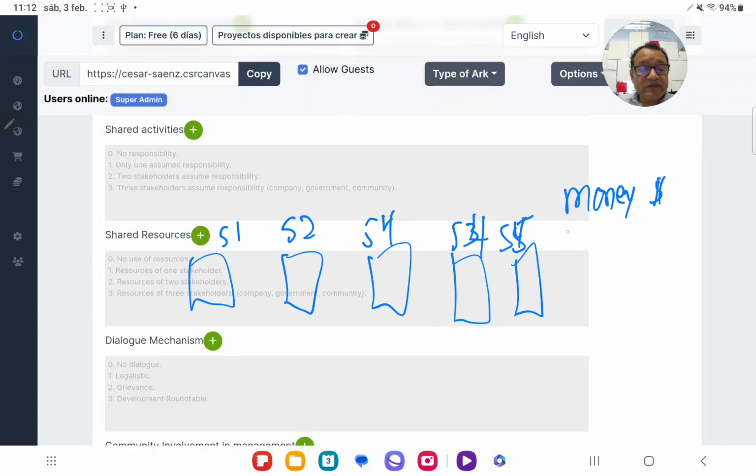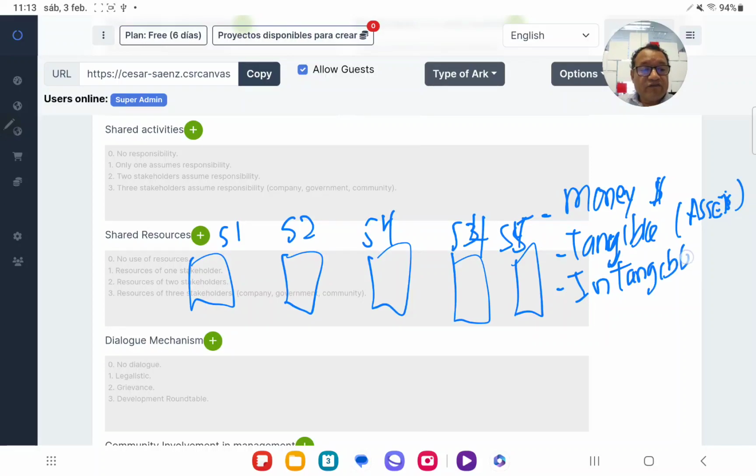By resources, I mean tangible resources. Tangible resources means assets like, for instance, your properties, water, lands, your house, whatever, or intangible resources. Intangible resources, finally, also is human resources. Human resources is also a resource to be considered when they participate in a social responsibility project.